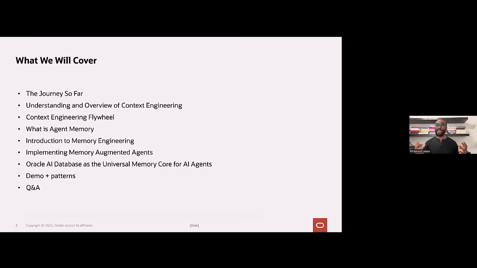We're also going to understand a bit of context engineering and have an overview of context engineering. We'll talk about the context engineering flywheel. Then we're going to be talking about agent memory as well. What does that mean? How do we implement it? And then we'll be talking about memory engineering, augmented agents, and what it means to be the memory core for AI agents. And of course, there's going to be some code.